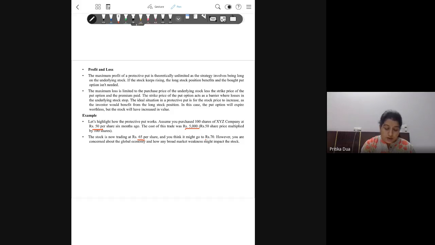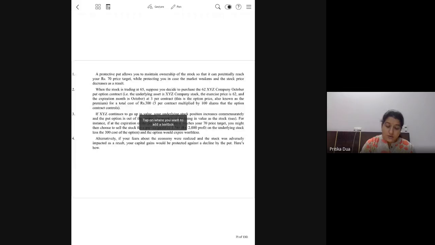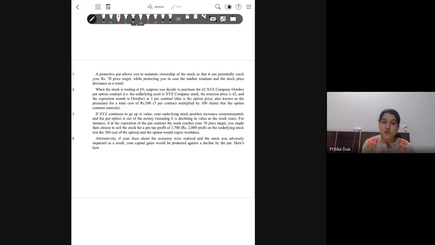So what do you do? When the stock is trading at 65, you purchase a put option contract on the same share at 62. 62 means that the exercise price is rupees 62, and for that you are paying a premium of rupees 3 per share. Now you have entered into a put option contract for selling 100 shares, which means you are paying a premium of rupees 300.